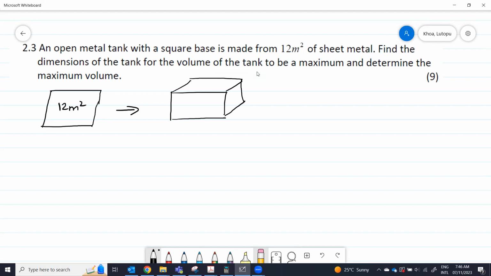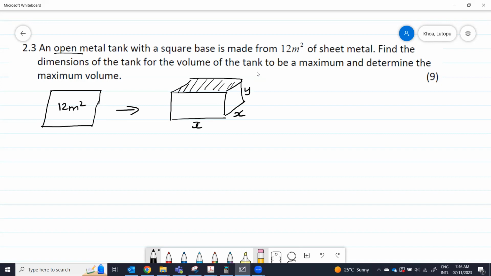So it says that it is open, so that means at the top here, there's nothing. Okay, so it has 1, 2 at the back, 3, 4 at the sides, and then 1 at the bottom. So there's only 5 parts made of metal. The top is open. It says it has a square base. So if this is x, then that is x. And then the height we can call y.